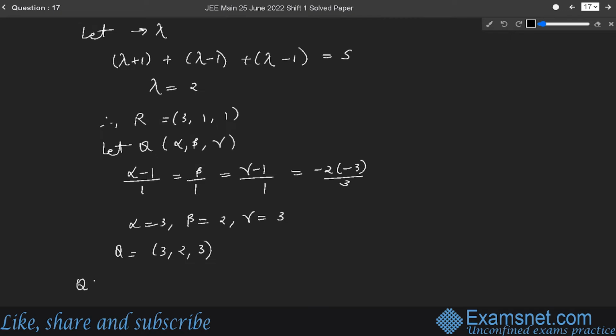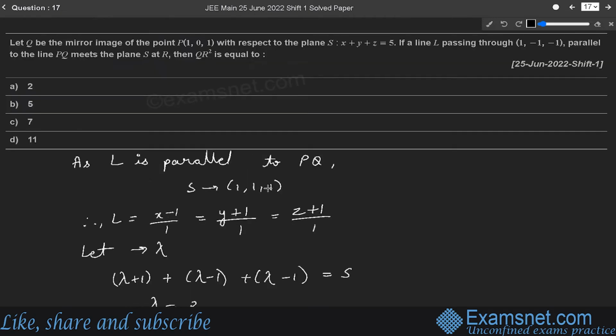Now we have to calculate QR whole square. So it will be equal to 0 square plus 1 square plus 2 square. So this will be equal to 1 plus 4, which is 5. Hence, we can say that the correct answer for this question is 5, which is option number B.